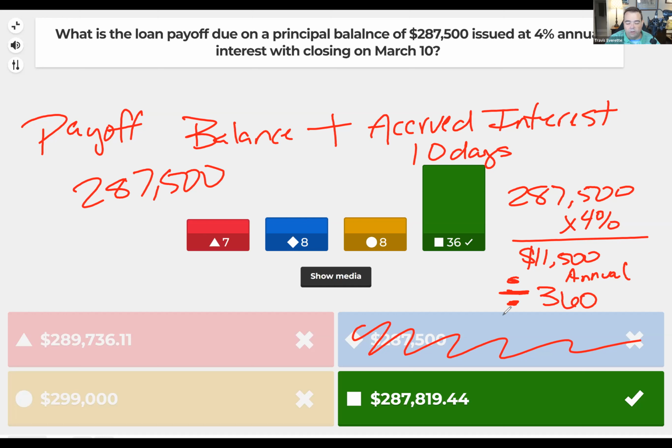I don't round again, so I would just say 31.9444. I usually go like 4 past the decimal. If you rounded it, doesn't matter. It just means your answer is going to be a few cents different. That's not going to impact which answer you choose. So $31 and about 94 cents a day times how many days? 10 days. Right, so 31.9444 times 10 days.